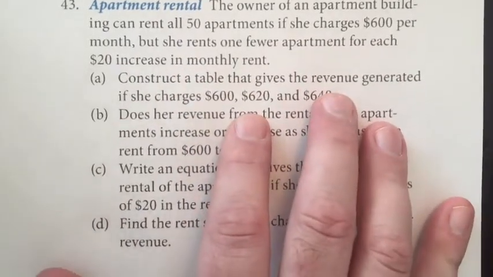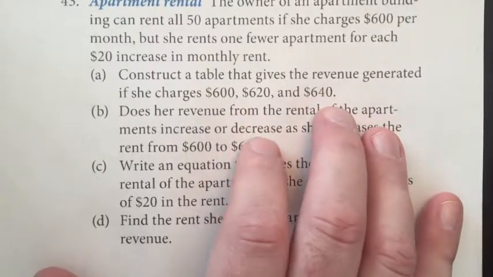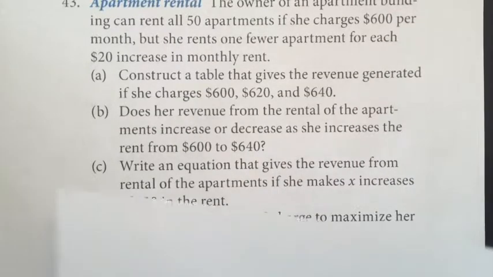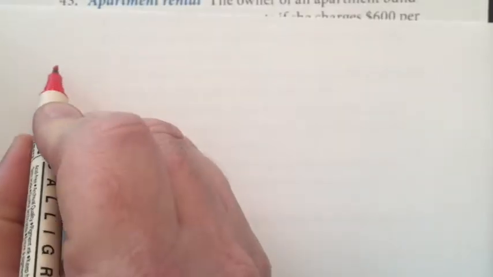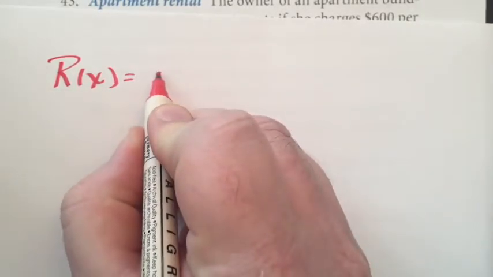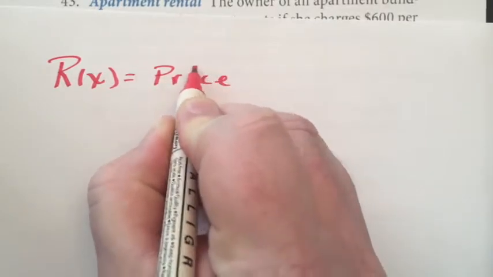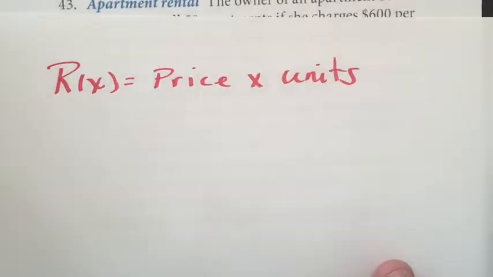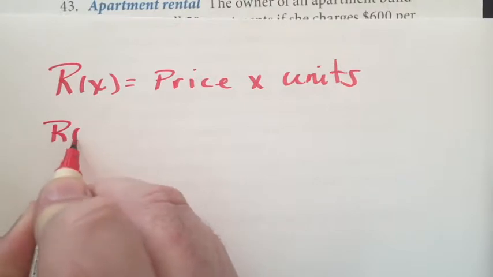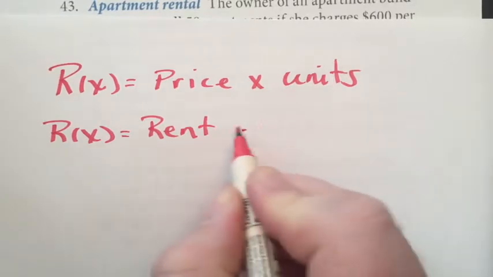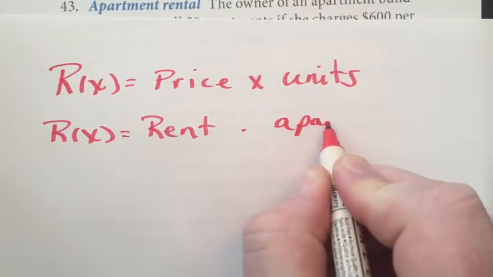Okay, so what we want to do now with part A is to construct a table that gives the revenue generated if she charges $600, $620, and $640. To do this, we're looking at revenue. Please remember that revenue is equal to price times units. In the world of apartments, we might say that revenue is equal to rent times our number of apartments.